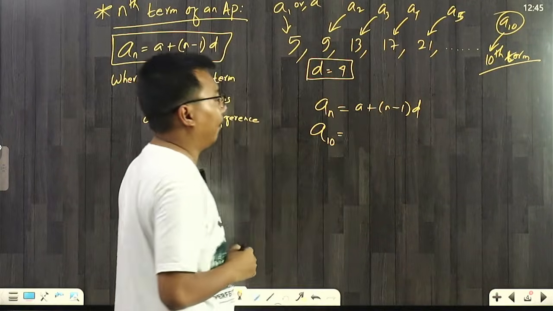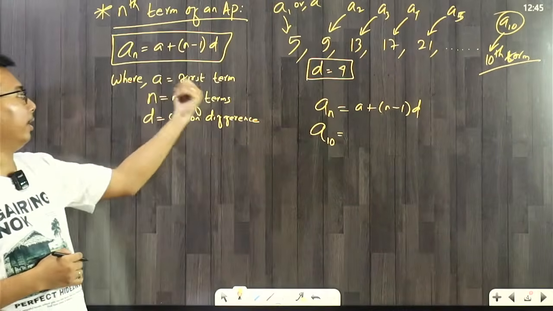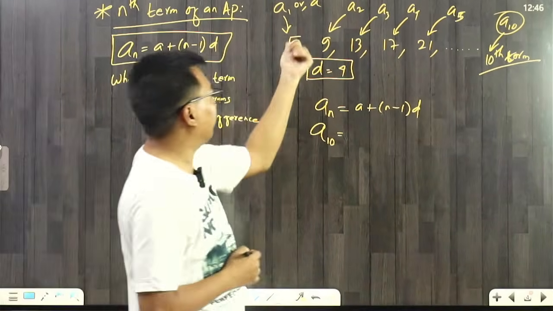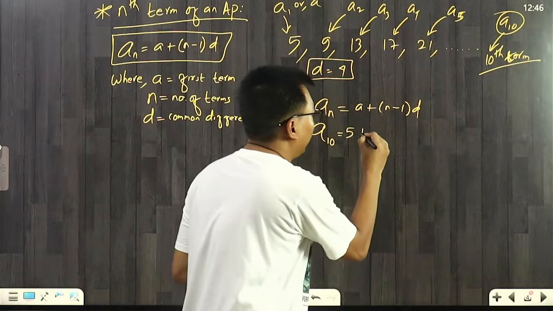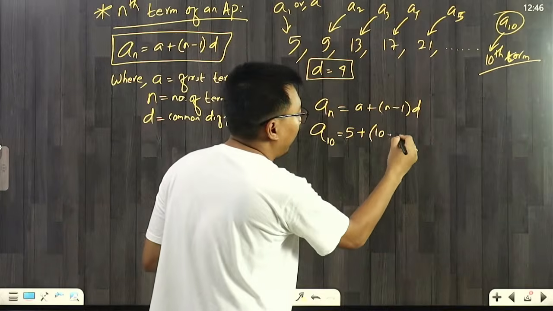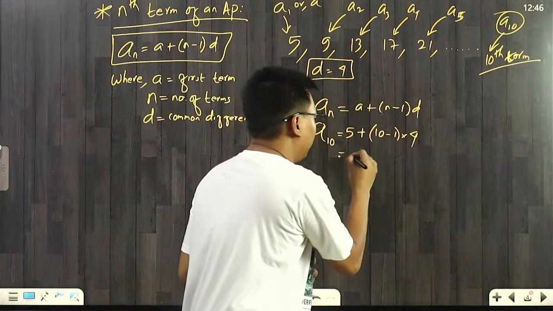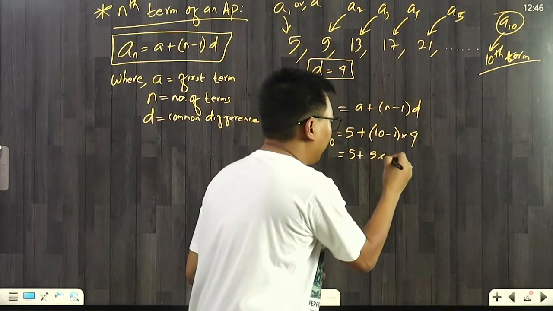Now how much is A? A is the first term, as I've written here. The first term is 5, so I'll write 5 here. Plus n minus 1. How much is n? n is 10, so 10 minus 1. How much is d? 4. So 5 plus (10 minus 1) into 4, which is 9 into 4.